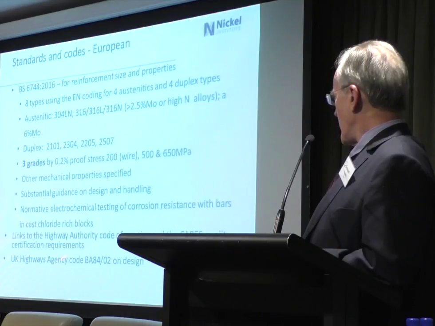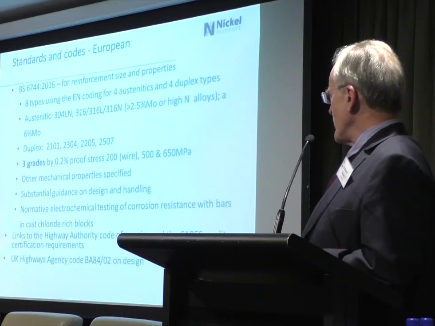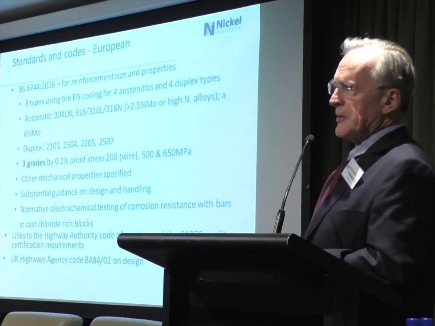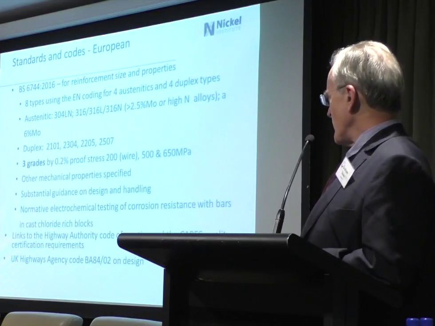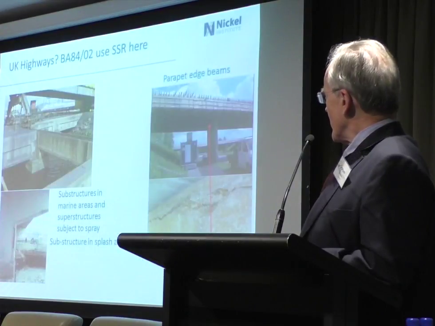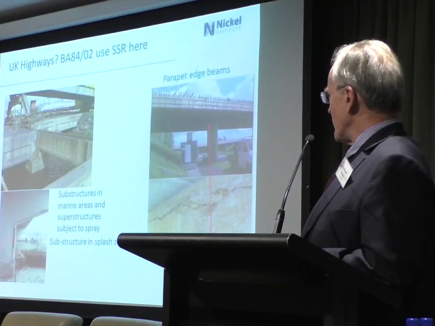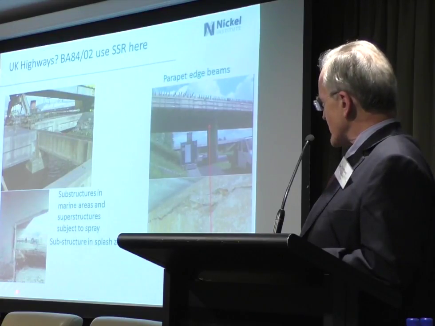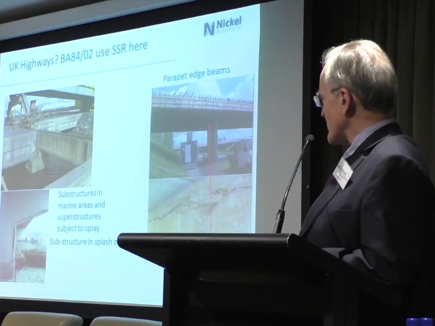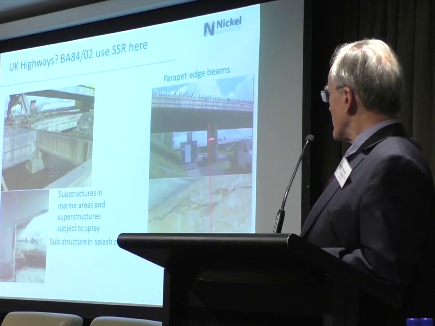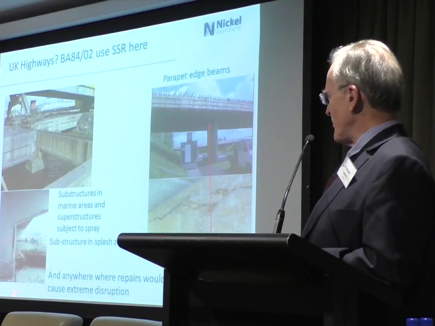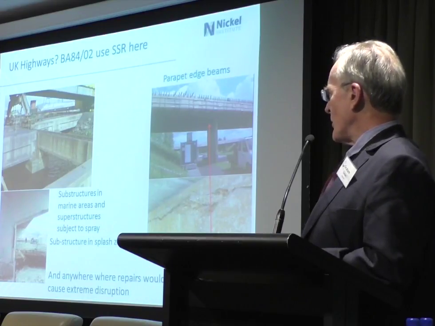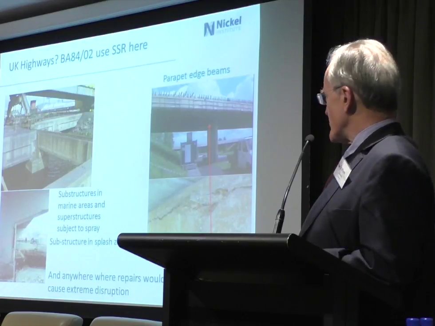And the old code BA 8402, one of the things they had in there was silanes, but as I learnt yesterday, silanes came and went with barely a whimper. And they put out this little graph saying, okay, use some sort of stainless steel in here because you're going to get salt, splash zones, icing de-salts, or, and I love this, I wish that it happened here, anywhere where repairs would cause unreasonable amounts of disruption.